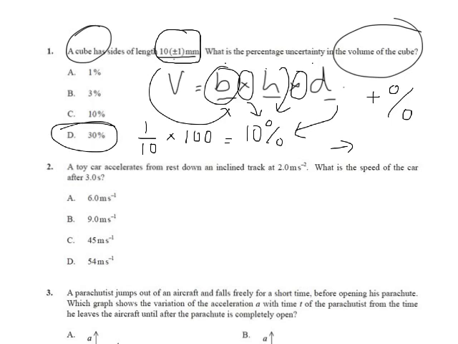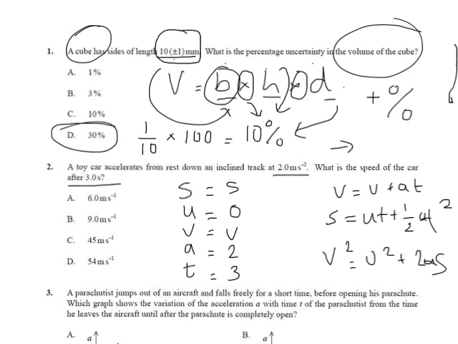Question 2. A toy car accelerates from rest down an inclined track at 2 meters per second squared. What is the speed of the car after 3 seconds? The first thing we must do is complete the quantities that we have using SUVAT, and also to list the equations of motion. If we complete our table, we can see that we have an initial velocity of 0, an acceleration of 2, and a time of 3 seconds. So it now comes to just choosing which equation of motion.